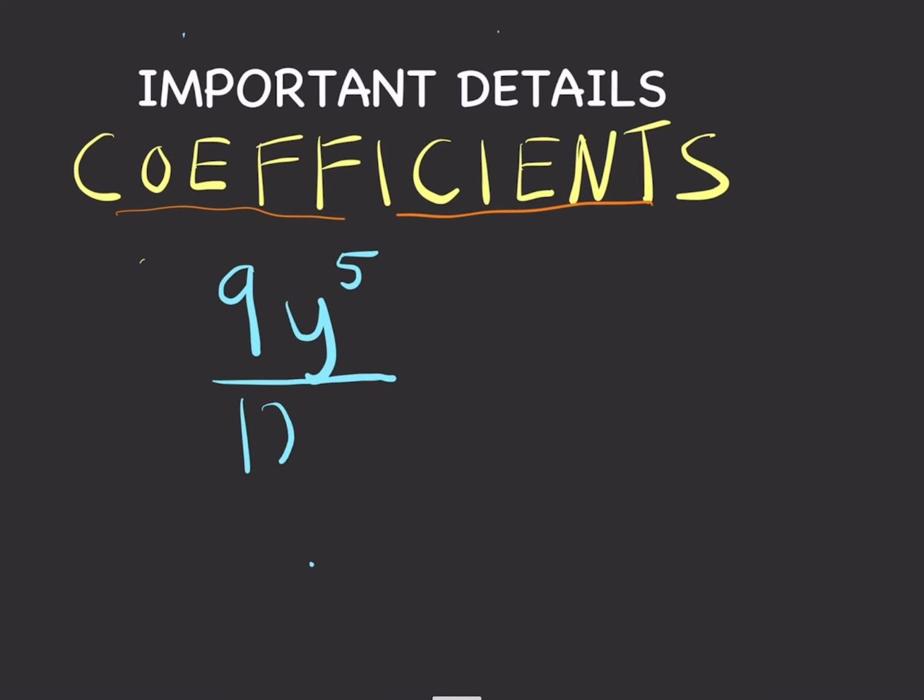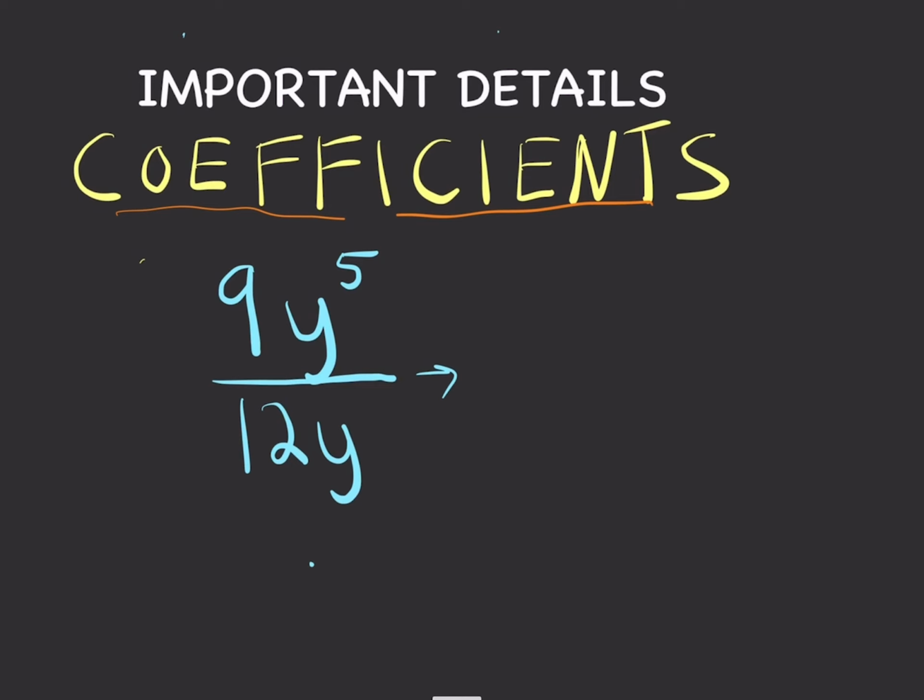Okay, then dealing with coefficients, again, say in a quotient rule, let's say I have 9y to the 5th in the numerator on top, and I have divided by 12y in the denominator. Okay, so that is the quotient rule. Now, I know we went over, we have to subtract the exponent of the top y, subtract the exponent of the bottom y, which of course again is 1. But what do we do with the coefficients? Okay, the 9 is the coefficient of the y to the 5th, and 12 is the coefficient of the y.